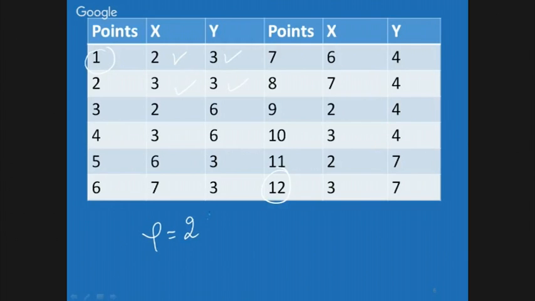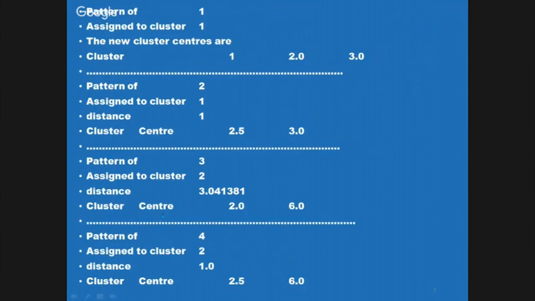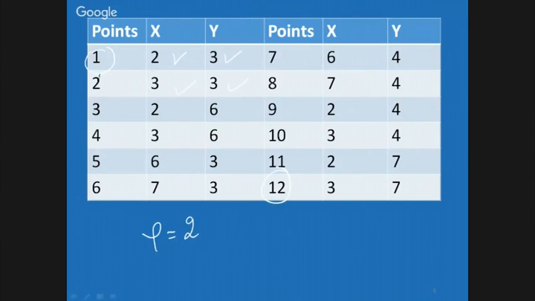First of all, we are taking threshold distance equal to 2. Now, how to find out? Let us start with the first point, that is your 2 and 3. So, for the first pattern, pattern 1, this is assigned to cluster 1. That means first time it is your first cluster. There are no other points.